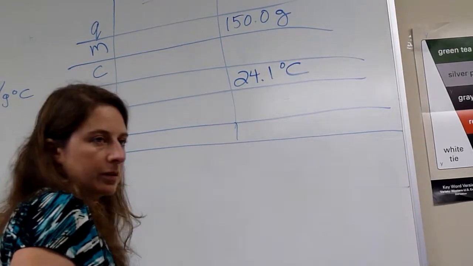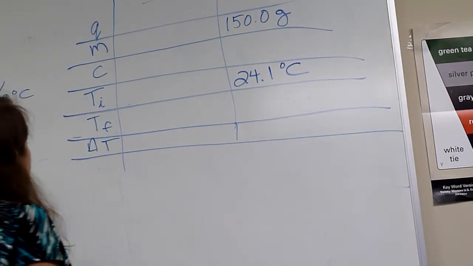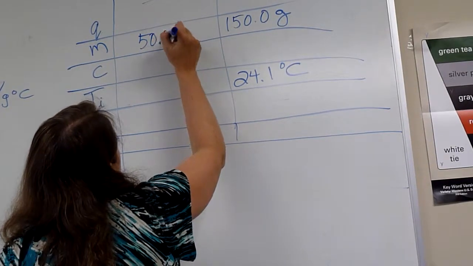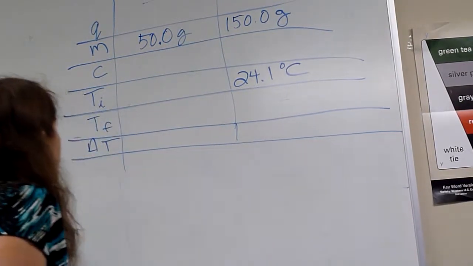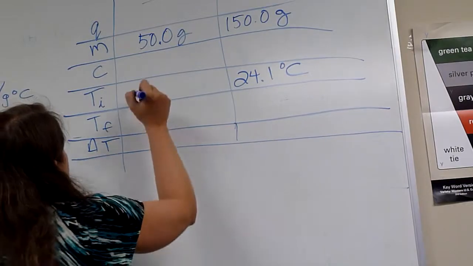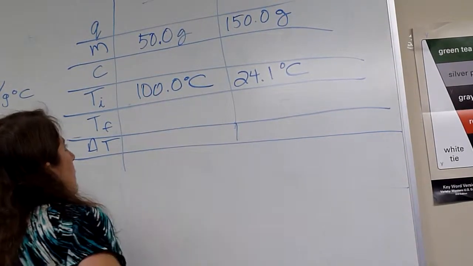Okay, what else do I know? The mass of the metal is 50 grams. Okay, mass of the metal, 50.0. Anything else? The initial temperature for the metal is 100.0 degrees Celsius.